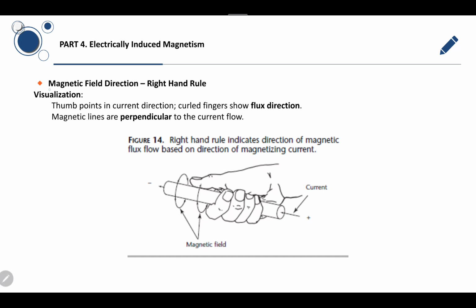So next is magnetic field direction, the right hand rule. Already we saw the right hand rule. Thumb points in the current direction and curled fingers show the flux direction. Always the magnetic lines are perpendicular to the current flow. So this is the current direction. These curled fingers show the flux direction. This is the flux, a circular field.